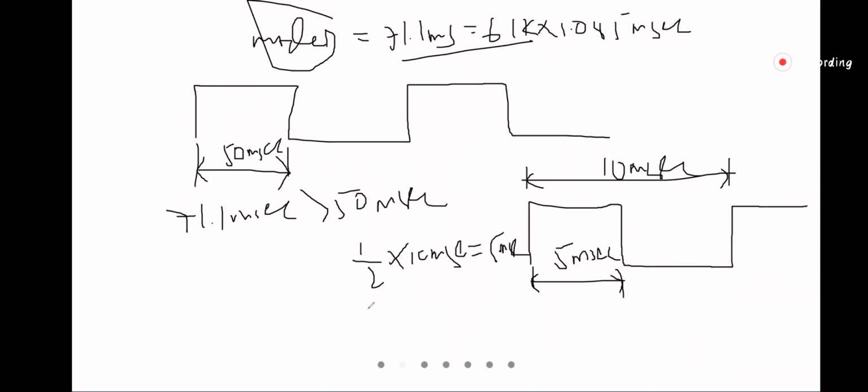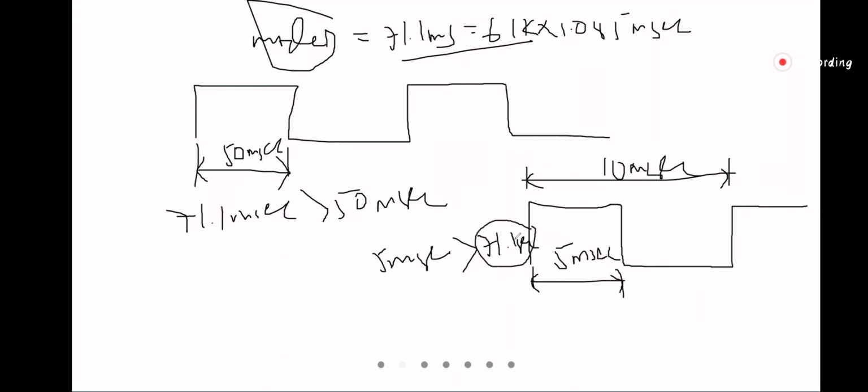But if it is 70% duty cycle, it is 70 divided by 100 into 10 millisecond. But since this question is simple, it is only for 50% duty cycle. The question might twist. That's what I'm emphasizing, the concept. So this is 5 millisecond, but 5 millisecond is greater than 71.1 millisecond. Are you getting it?